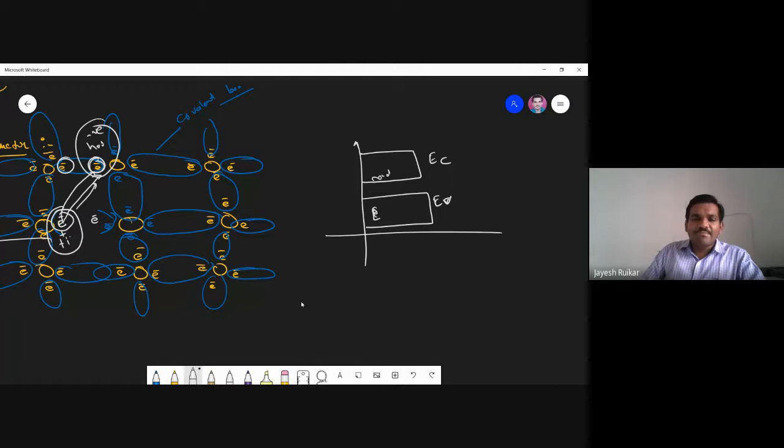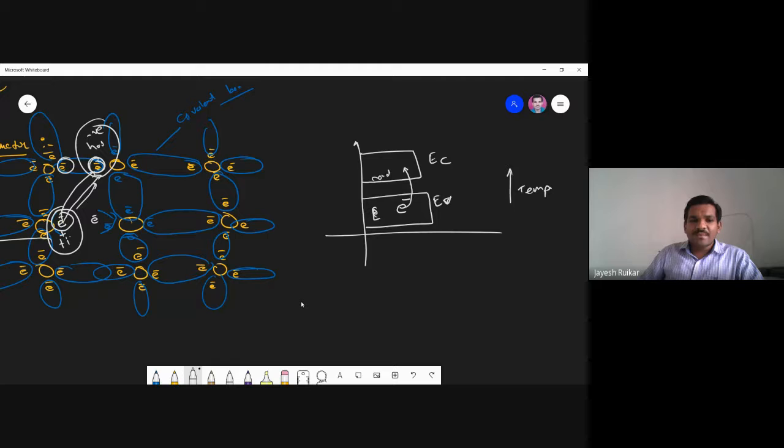Now in pure form, there is no displacement of electrons or holes. But if we increase the temperature, now we have seen it in terms of structure, now I will tell you in terms of these bands. If we increase the temperature, electrons from the valence band start moving towards the conduction band.